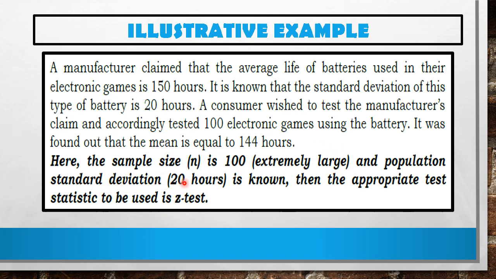Here, the sample size n is 100 and it is greater than 30, extremely large. And the population standard deviation of 20 hours is known. So the standard deviation is known. The number of samples is greater than 30. Then the appropriate test statistic to be used is z-test. Z-test ang gagamitin mo kasi bigger ang sample or greater than 30 and then ang standard deviation niya is known kaya ang gagamitin z-test.